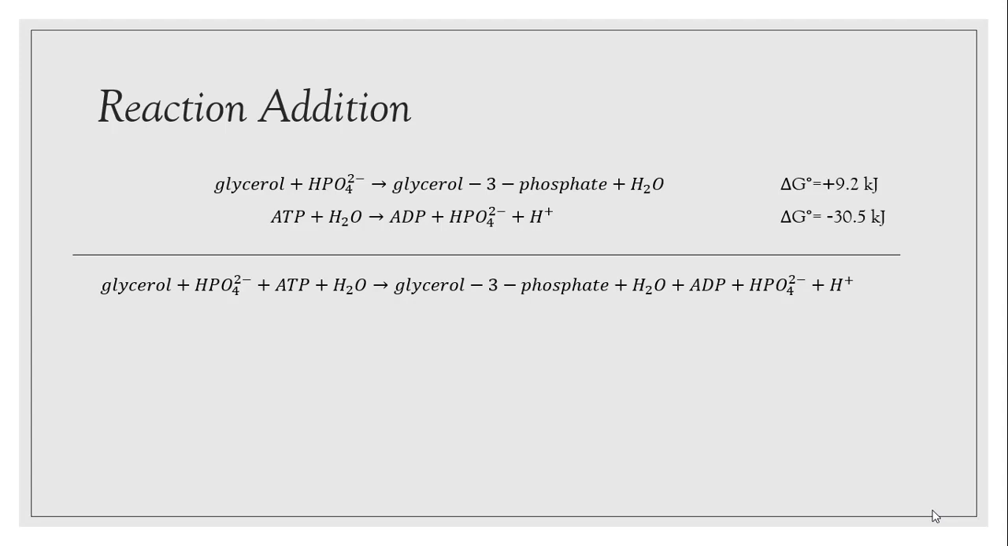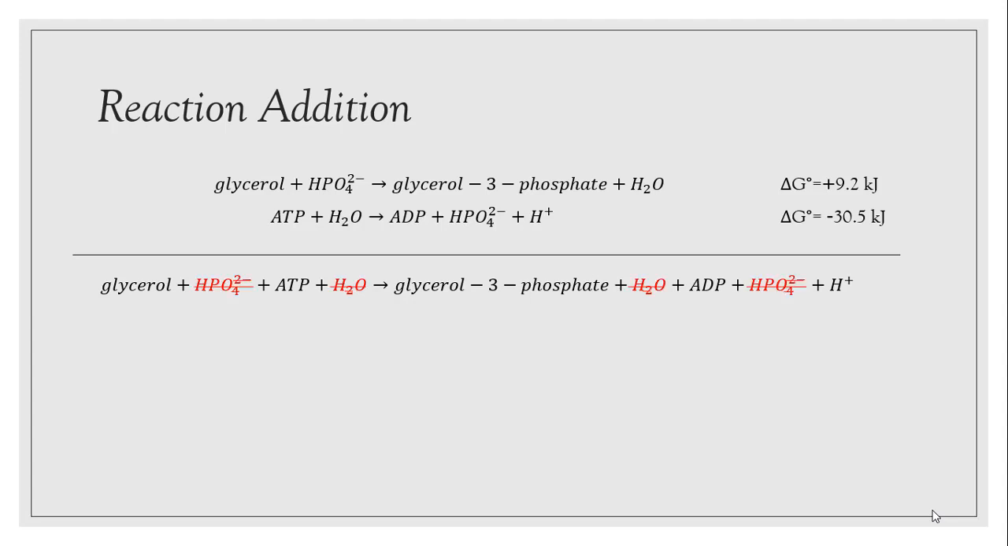Now we want to add all of the products, so we add glycerol 3-phosphate plus H2O for reaction A and ADP plus hydrogen phosphate plus a hydrogen ion for reaction B to get glycerol 3-phosphate plus H2O plus ADP plus hydrogen phosphate plus a hydrogen ion for the total reaction. Now we want to cancel the terms that are on both sides of this equation.